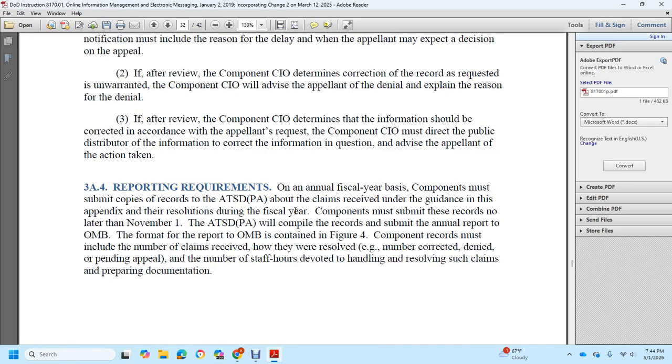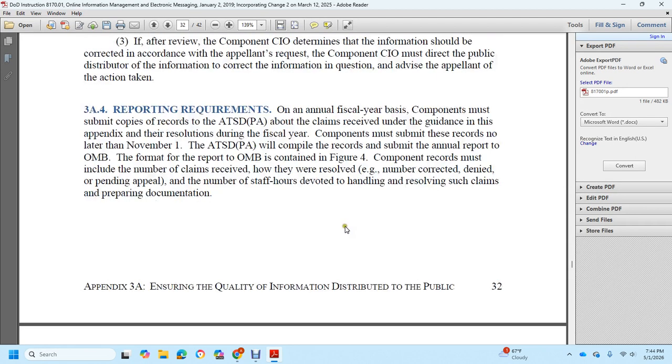Reporting requirements: an annual report for the fiscal year must be submitted by the components, with a copy to the ASD PA, along with the claims received. The report for the fiscal year must be submitted no later than the date referenced by the ASD PA, in compliance with the annual report to the Office of Management and Budget. The report containing the figures for the component's records must include the number of claims received, how they were resolved, the number pending and approved, and the number of staff items devoted to the handling and resolution of such claims, along with the preparing documentation.